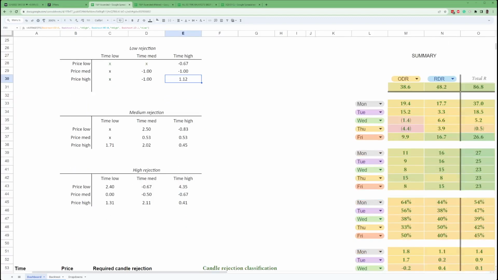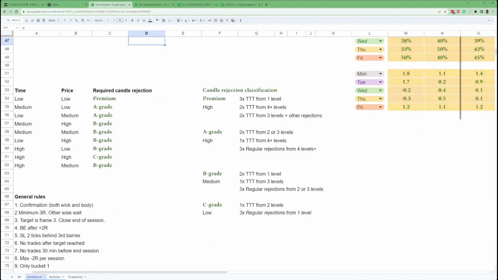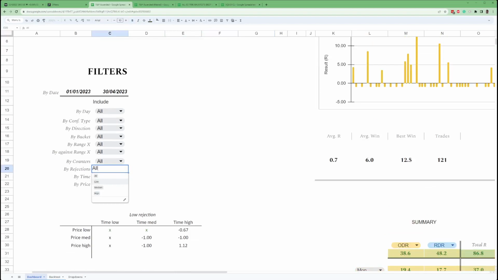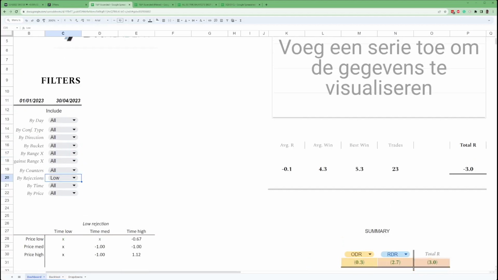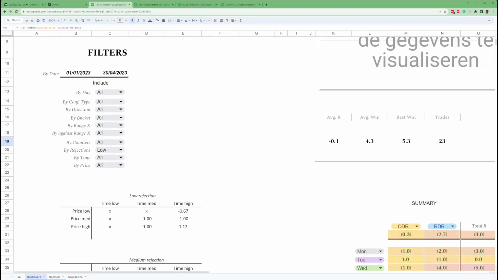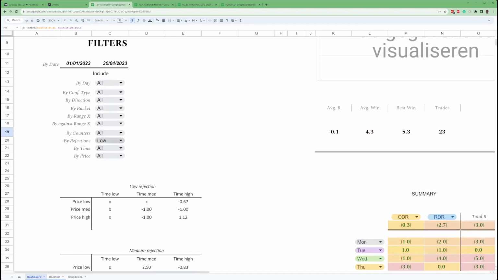Then for the median rejections, you can already see that the average is a lot higher, and then also for the high rejections, it's a lot higher. So that already shows you the evidence of how bad a C-grade rejection actually is. So I can also filter it here. Whenever the rejection is low, which is basically a C, we have 23 trades and a total R of -3. So it's actually losing if we are looking at all the types of combinations and just filtering this one.